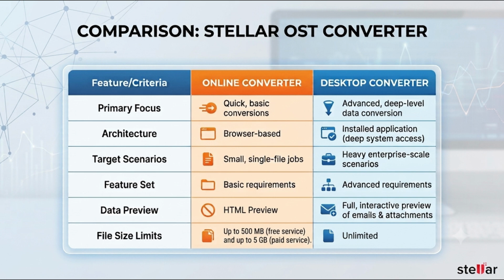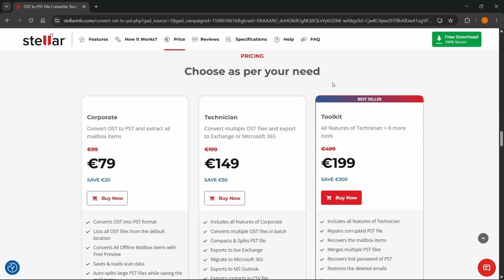It's also very important to mention, when it comes to file size limits, that if you're using the online converter, you're going to have the free service of up to 500 megabytes, but if you want to go up to 5 gigabytes, you're going to have to use their paid service. And when it comes to the desktop converter, this is not going to be an issue because the file sizes on there are unlimited. Now let's also take a look at their pricing options.